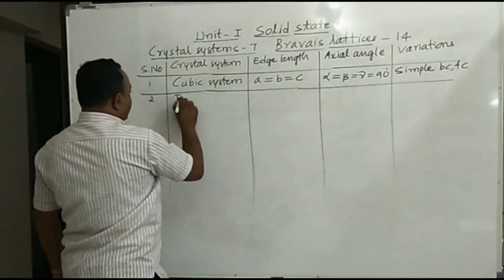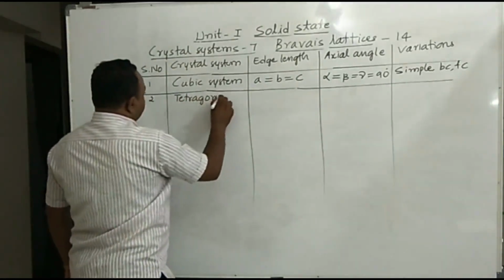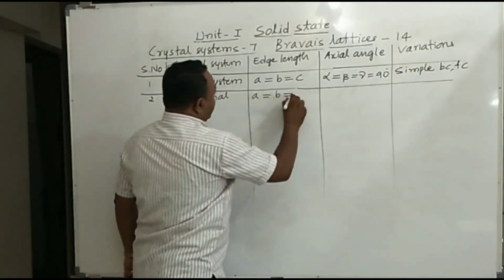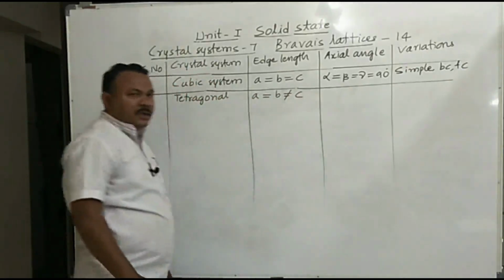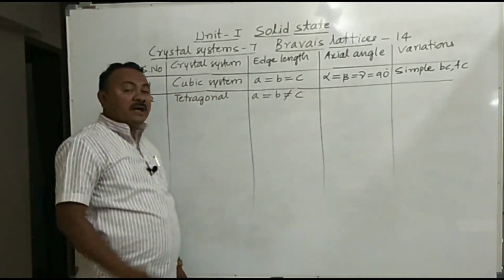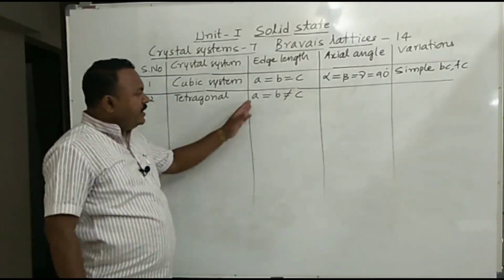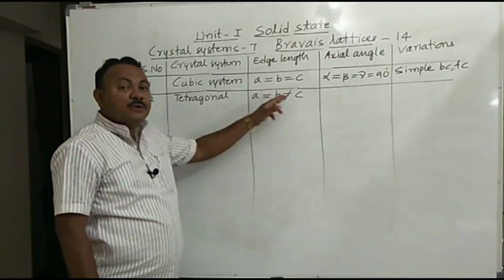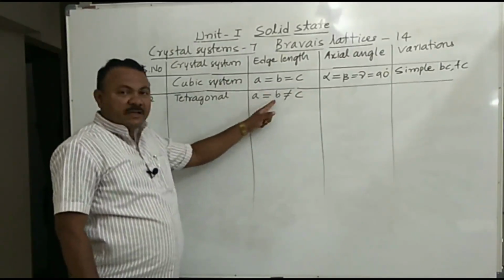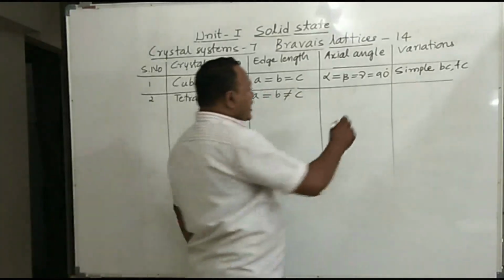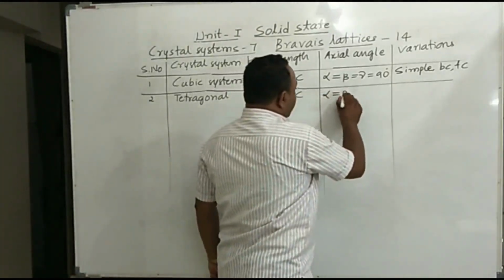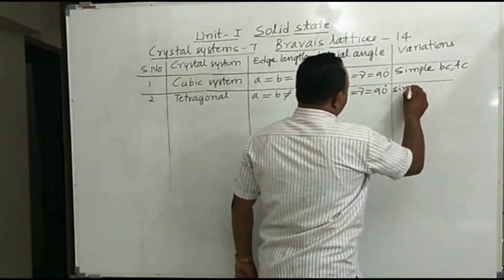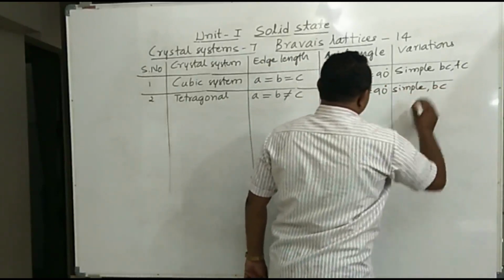Second crystal system, tetragonal system. Just look at the relation. For the tetragonal system, 2 edges have the same length, but they are not equal to the third one. You can take A is equal to B not equal to C, or A not equal to B is equal to C. 2 edges have the same length but not equal to the third one. No change in the angle. Keep the angle same: alpha, beta, gamma equal to 90. 2 variations: simple and body centered.